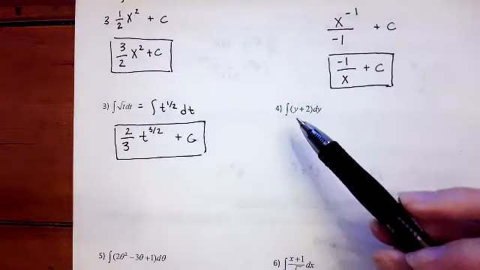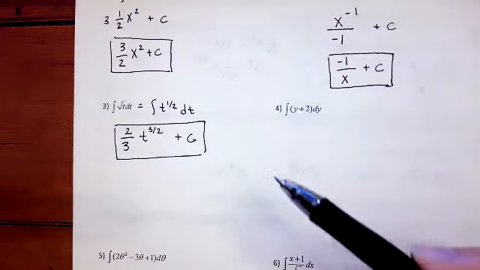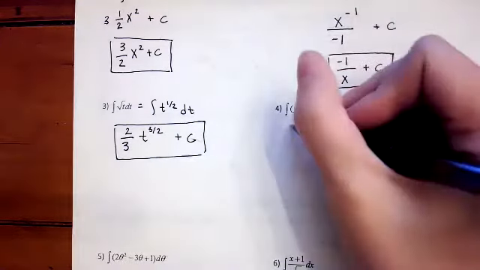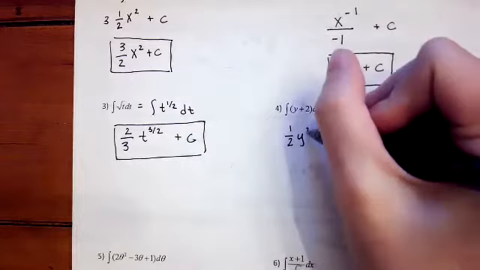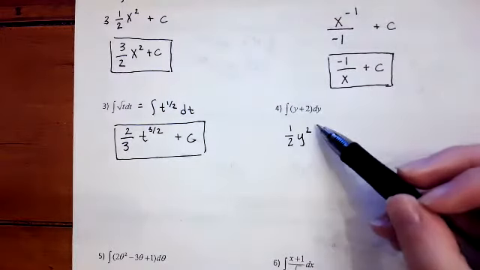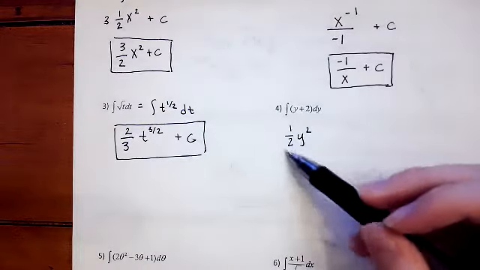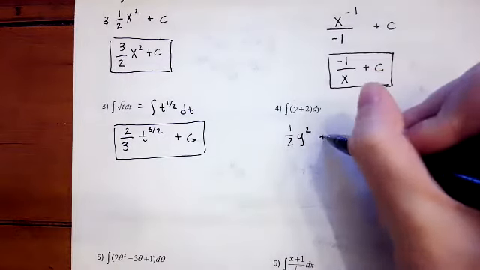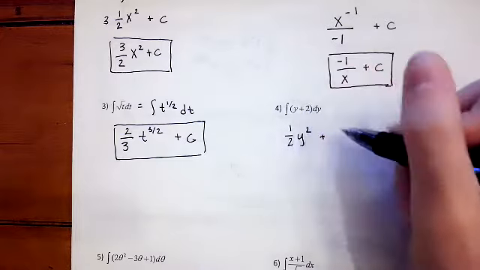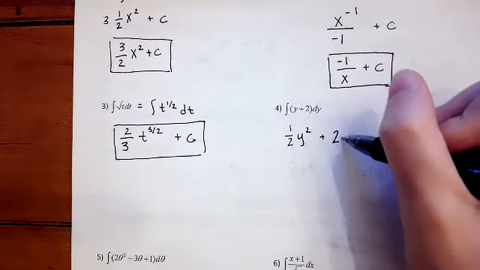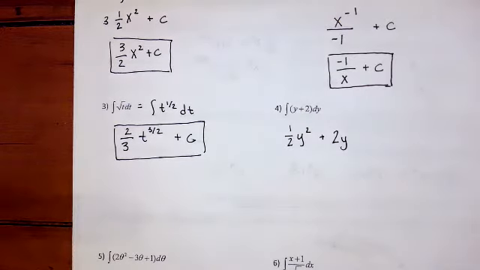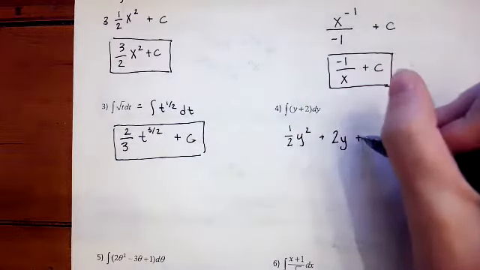When we have something like 4y plus 2, we can take the integral of each part, one part at a time. So the integral of y is 1/2 y squared. I've added 1 to my power and then moved the reciprocal of the power in front. And then the integral of 2, remember I need to add my variable in there. So 2y and then plus c.